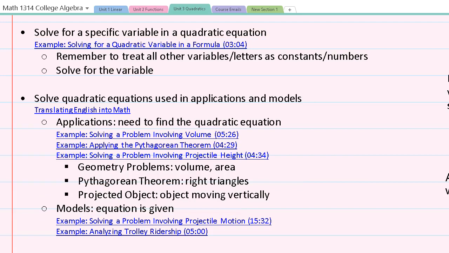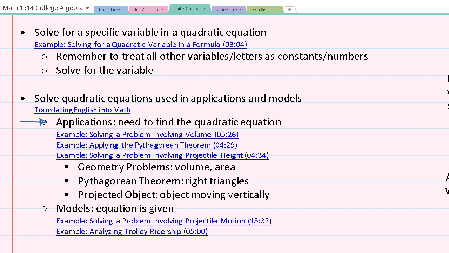The second learning outcome is to solve quadratic equations that are used in applications and models. The biggest difference between applications and models is what is given in the problem. If you are working on an application problem, you will be required to come up with an equation given the situation of the problem. In our case, you will be creating a quadratic equation for the problem.